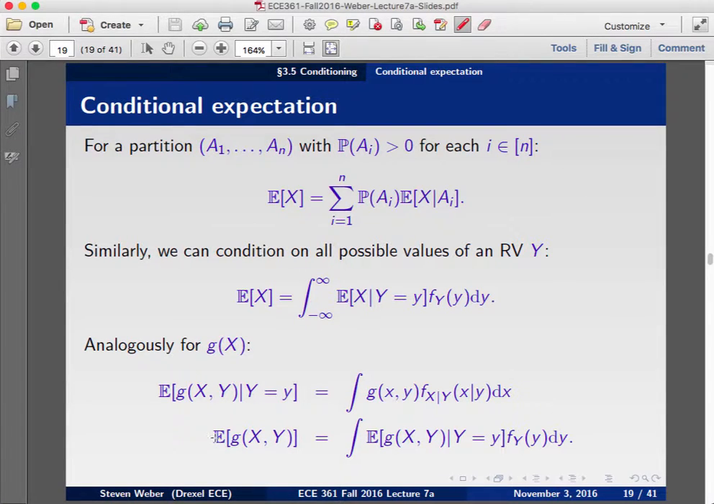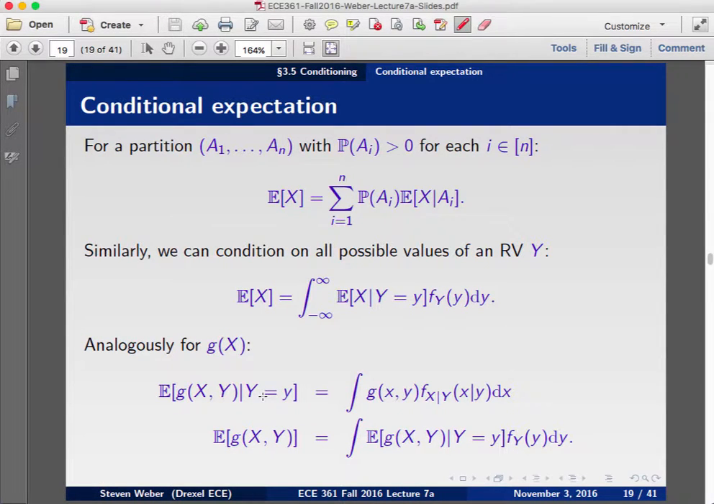Finally, if I want to find the expectation of some function g of a pair of random variables x comma y, if that's rather complicated, I can first condition on the random variable y. And that's what I do here. I consider all possible values of y, and I evaluate the expected value of the function g of the pair xy given knowledge that the random variable y equals little y, weighted by the probability density function at y. And now this expression right here is precisely what this equation tells you to do.